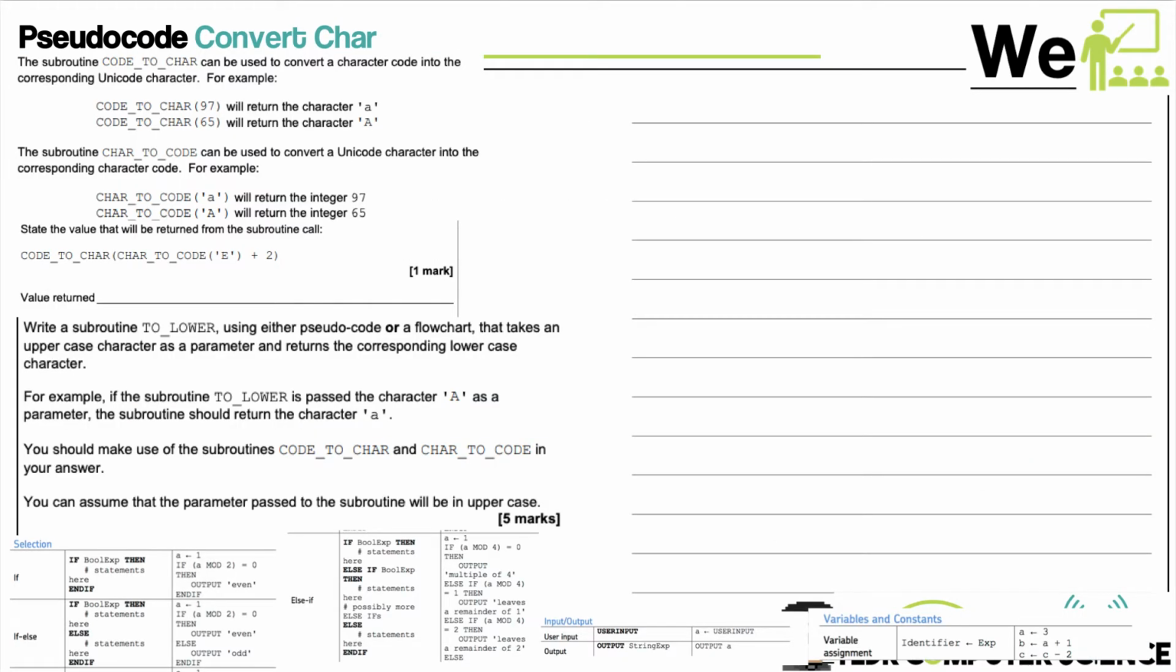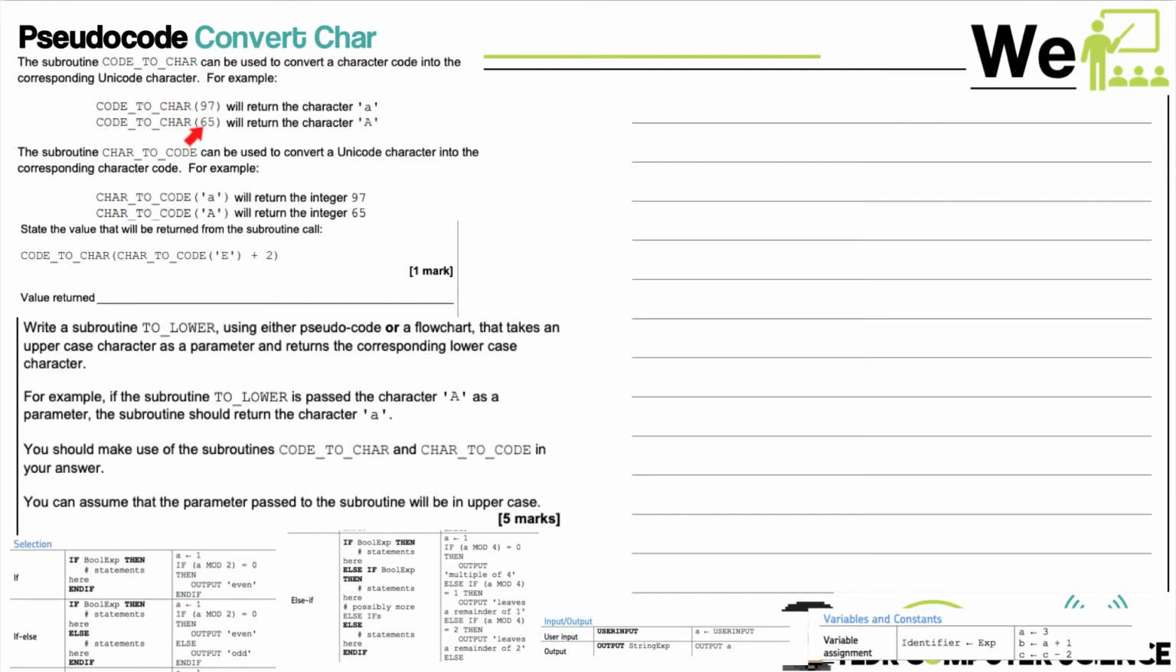Okay. In this next problem now, it's going to be making use of a subroutine. So this is a snippet of code that we can call and run called code to char. This can be used to convert a character code into the corresponding Unicode. Do you remember we talked earlier about ASCII and Unicode? Well, if we put the number 97, it will turn it into a lowercase a. If we do 98, it'll be a lowercase b.